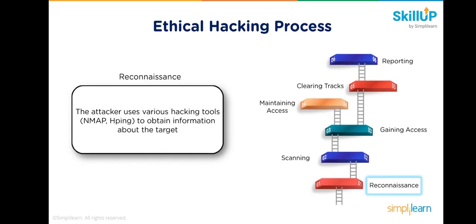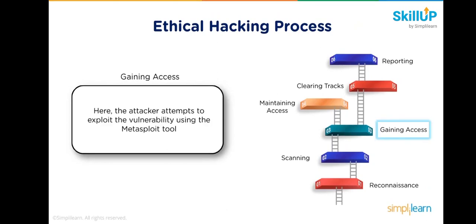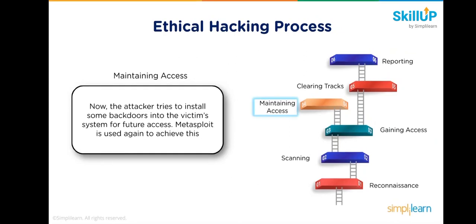Just going through this, the reconnaissance is where you're going to use hacking tools like Nmap, HPing to obtain information about targets. There are hundreds of tools out there depending on what information you want. Then in scanning, again, Nmap, Nexpose, these kind of tools are utilized to identify open ports, protocols, and services. In gaining access, you're going to exploit a vulnerability by using the Metasploit tool that we talked about in the previous slides. In maintaining access, you're going to install backdoors. You can use Metasploit at the same time.